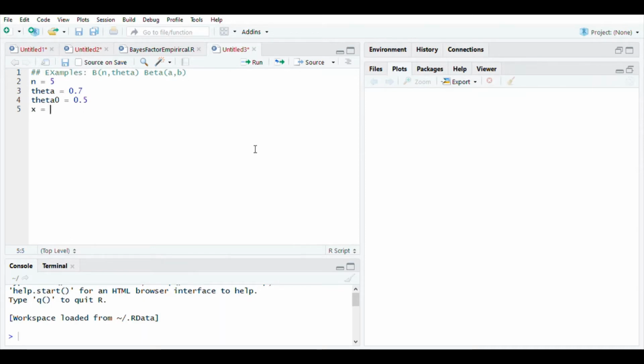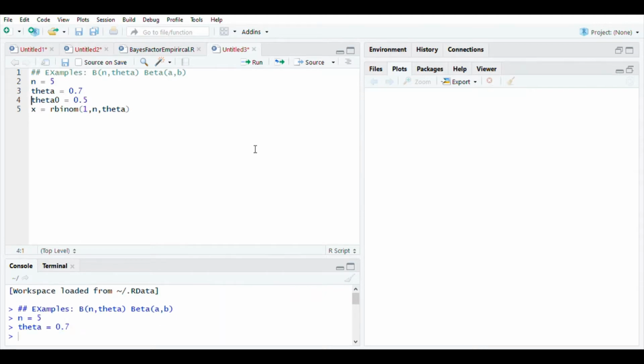So let us first generate x from binomial n, theta. Let us see whether it works or not. Okay, so what is the value which we got? 4. So fine, at most it can be 5. So we have got it as 4. Now let us not change it. We will use x equal to 4 only.